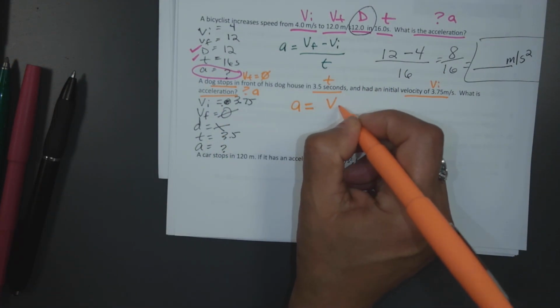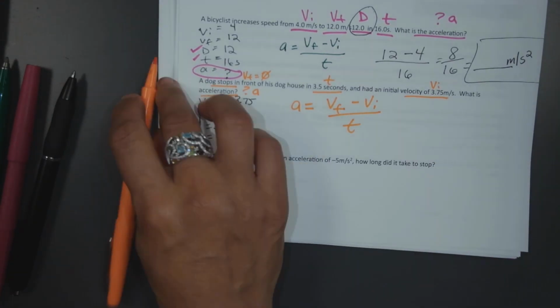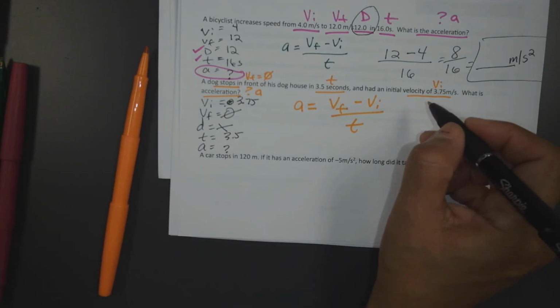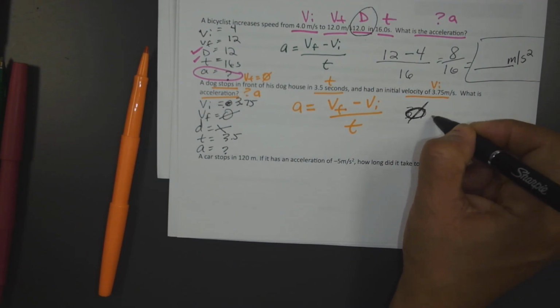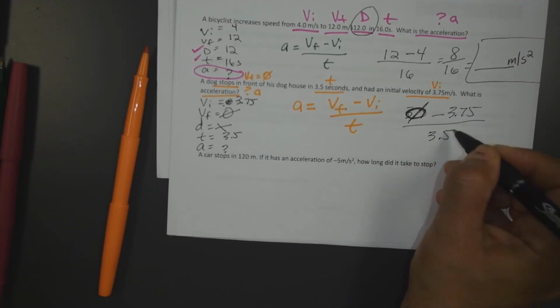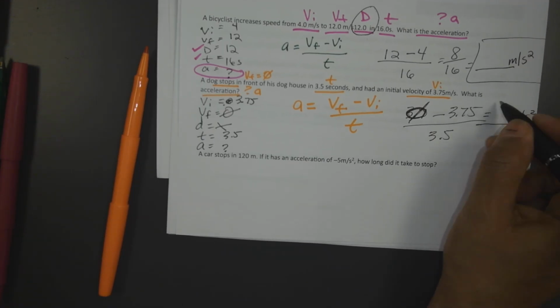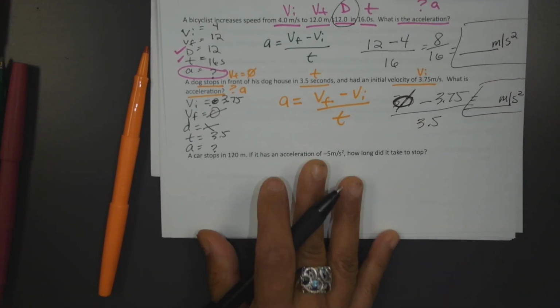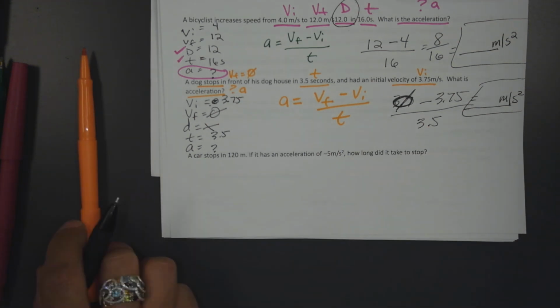In this situation, A equals VF minus VI over T. It's still the easy, cheesy equation of 0 minus 3.75 over 3.5 seconds equals blank meters per second squared. All right, so hopefully that's how you set it up. If you did, then you probably got the right answer, even though I'm not giving it to us right this moment.